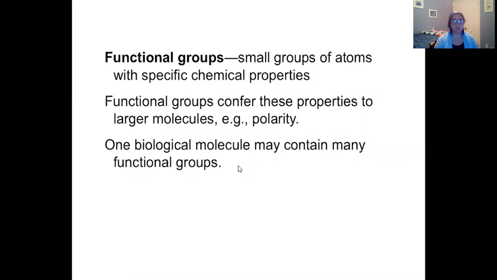So functional groups are small groups of atoms with specific chemical properties, and there's some common functional groups we're going to be talking about. Functional groups confer these properties to the larger molecules. So sometimes if a functional group is polar, a larger molecule that may not be polar will have a polar section on it because of a functional group. And keep in mind that one biological molecule may contain many functional groups.